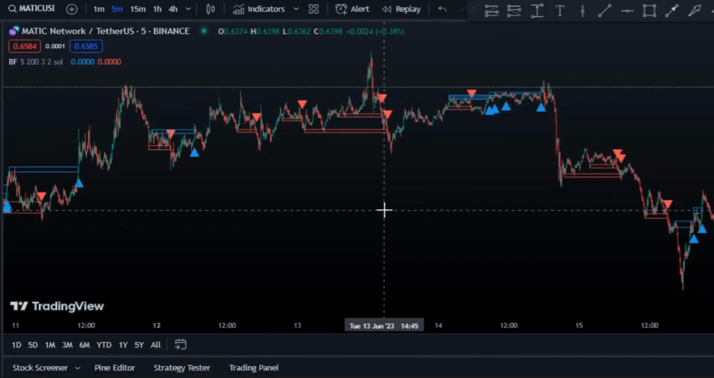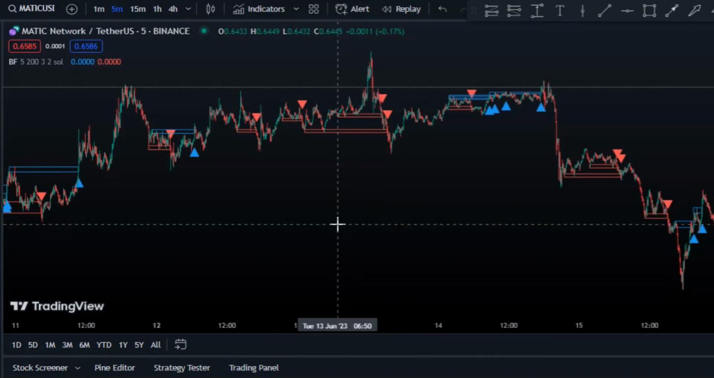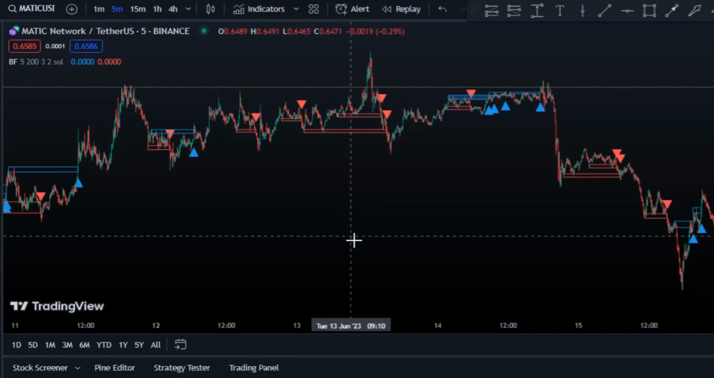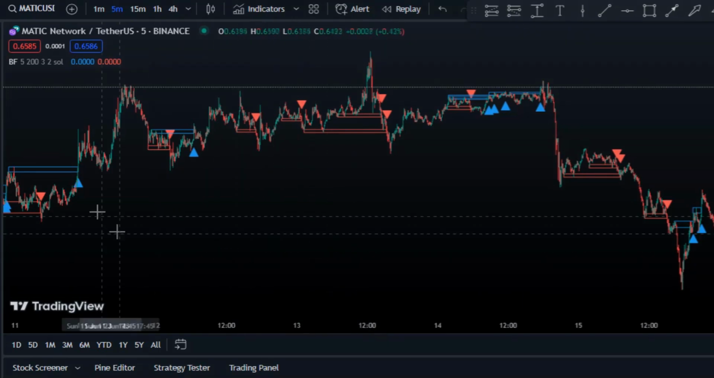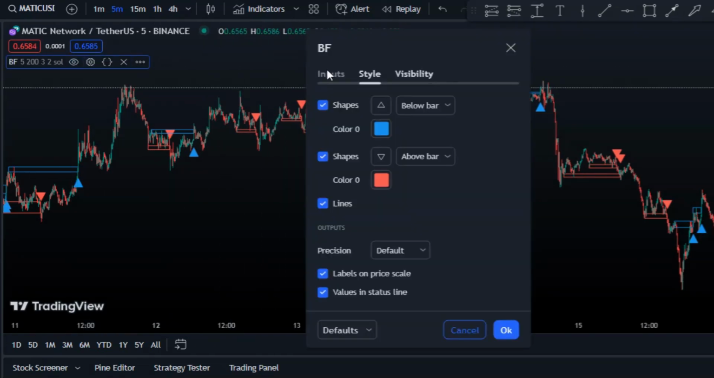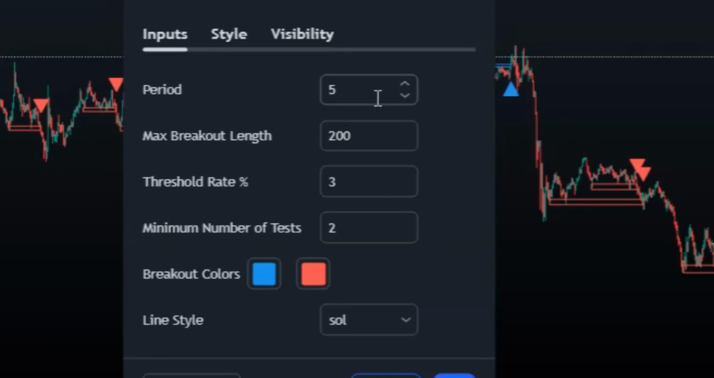The breakout finder indicator helps us spot important breakout areas for trading, but to optimize it, let's adjust some settings. So head over to the indicator settings and in the inputs tab, change the period to 3, max breakout length to 100, and minimum number of tests to 3.